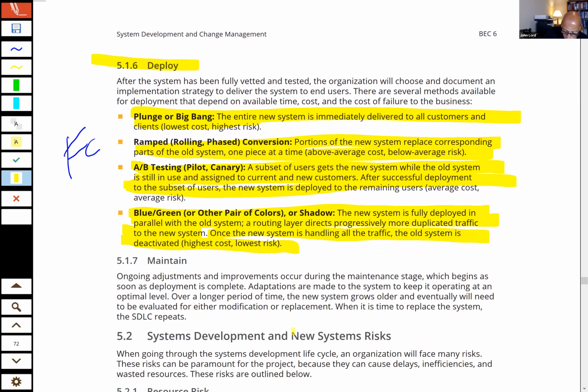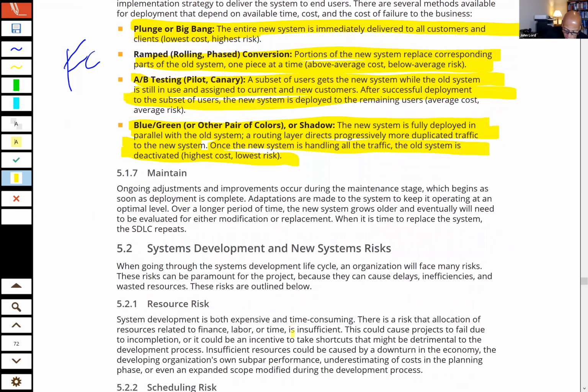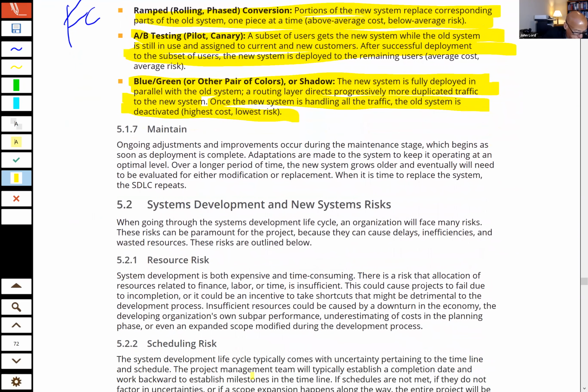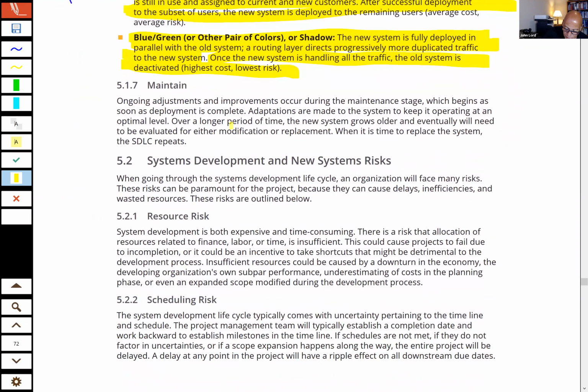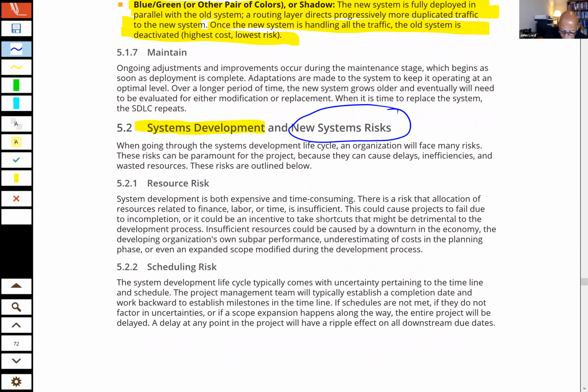Now let's go ahead. We talked about some of the steps in deploying, and of course in development, I should say. Now we're going to look at system development risks, and then you probably will not be surprised, we'll look at some controls around that. So let's take a look: when going through the system development cycle, an organization will face many risks. These risks can be paramount, and we're going to outline what some of those risks are below.